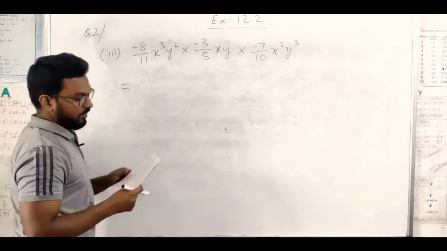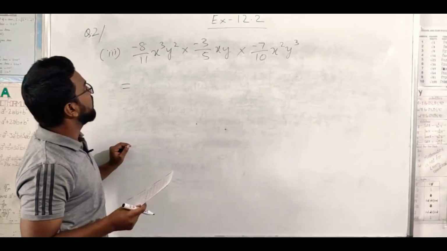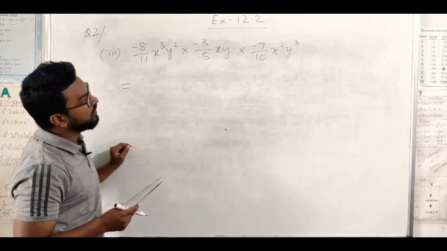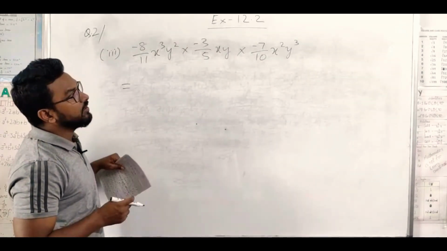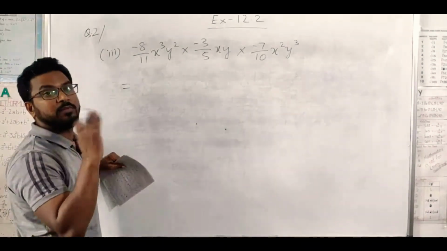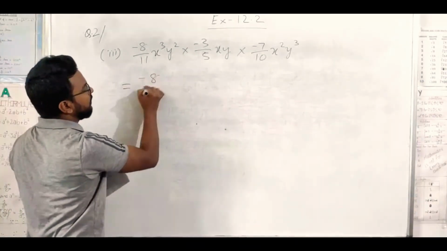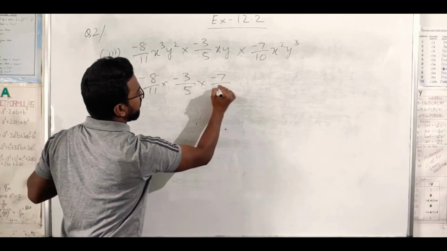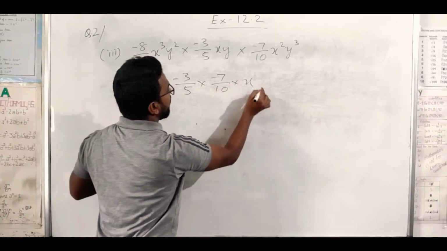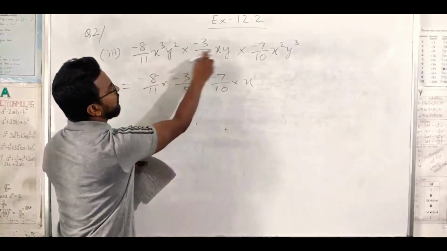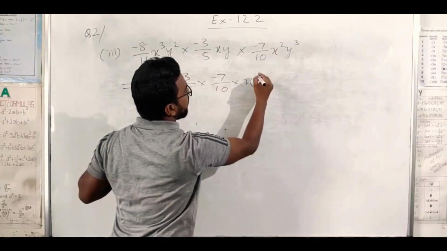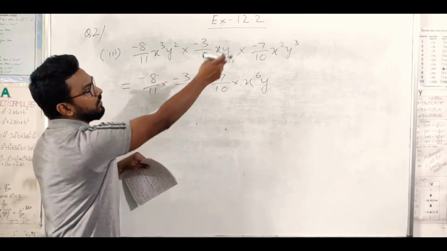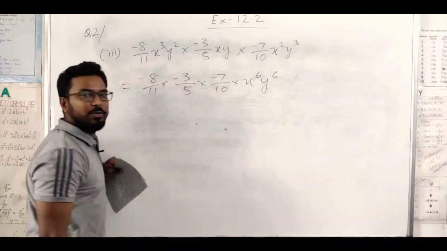Okay, so our next question is given: minus 8 by 11 x cube y square into minus 3 by 5 xy into minus 7 by 10 x square y cube. So what we'll do, first we'll multiply all the numerical values: 8 by 11 into minus 3 by 5 into minus 7 by 10, and this one you can directly do it. How many x are here? 3 plus 1 plus 2, it will be 6, and y, 2 plus 1 is 3, 3 plus 3, that is 6, y to the power 6.